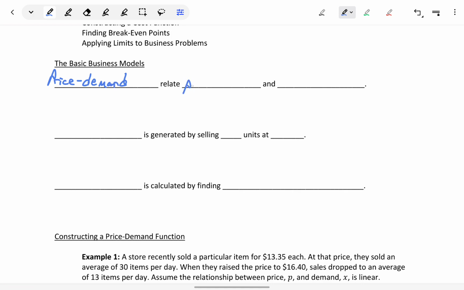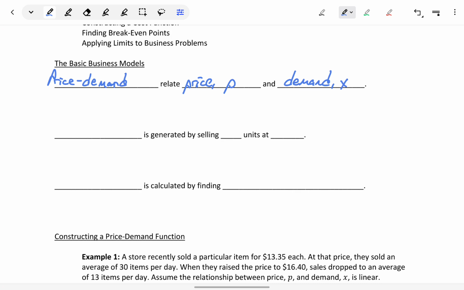Which relates price p and demand x. Take note that in this case that is a lowercase p for price. That'll be important in just a moment here.